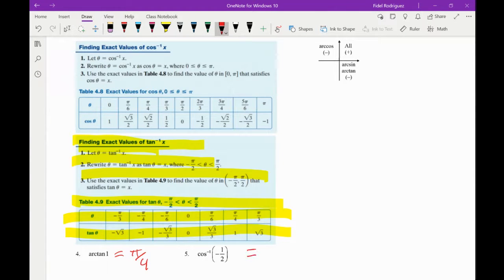Okay. Let's do the same thing for the cosine inverse of negative 1/2. What is the inverse cosine of negative 1/2? 2 pi over 3, right? Because it's this one right here. See what I'm doing, John? Okay. Good.